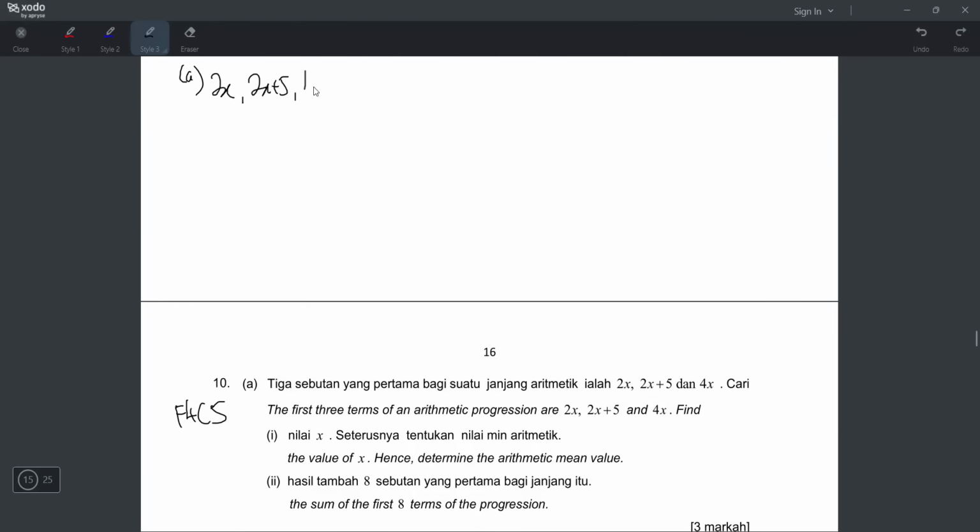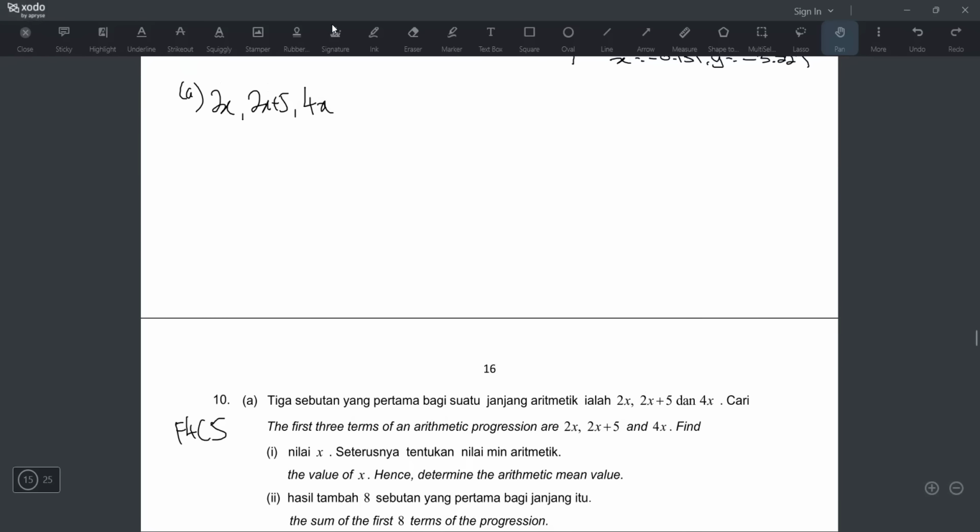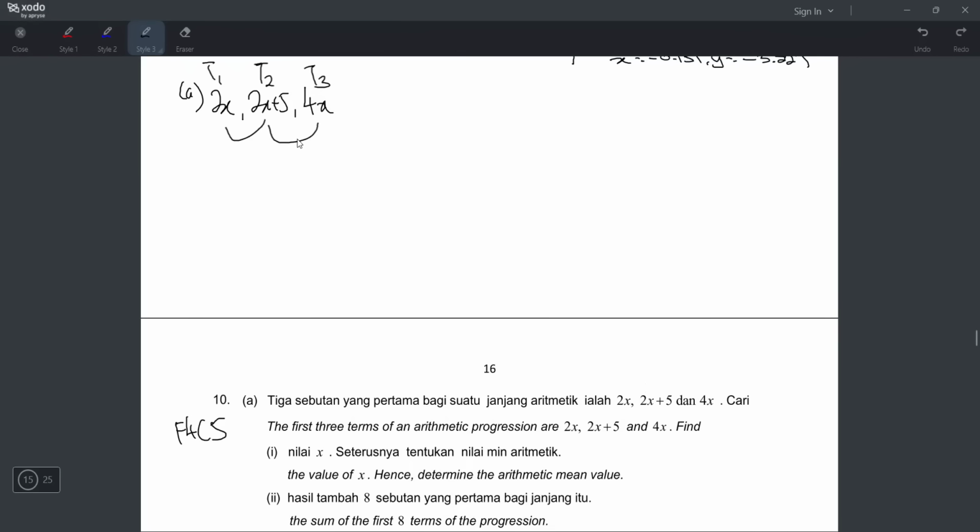The T1, the T2, and the T3. And if this is the first three terms, that means you can find the x already. Just take the difference here and the difference here and then make them equal. Okay, but let's see, is that what they want? Find the value of x, hence determine the arithmetic mean value. Okay, I don't know what this is, but it's okay. Let's find the value of x first. Okay, the value of x is easy to find.